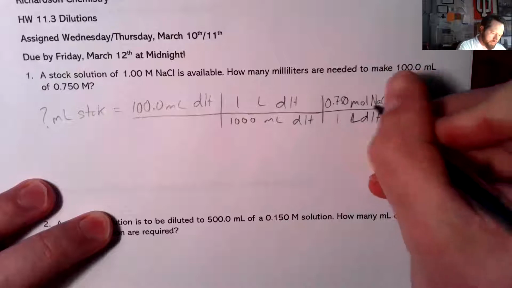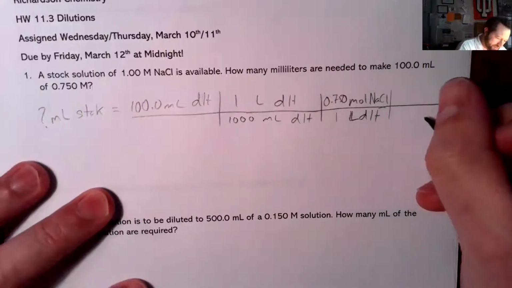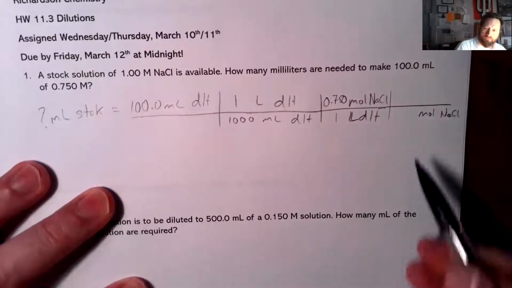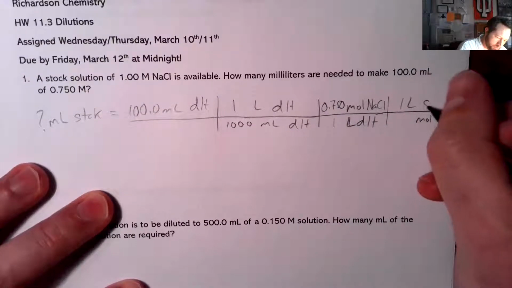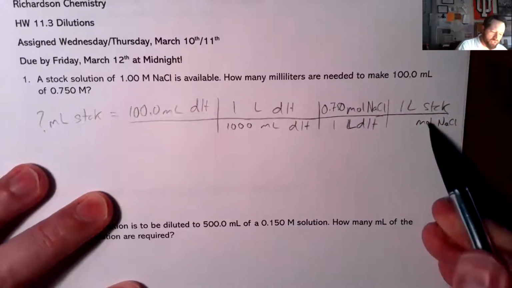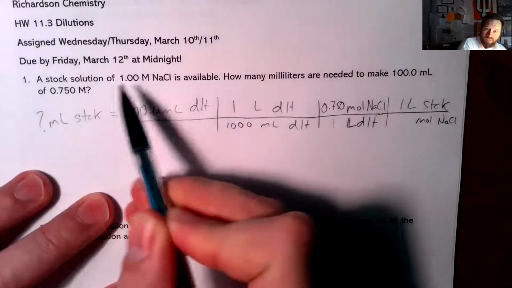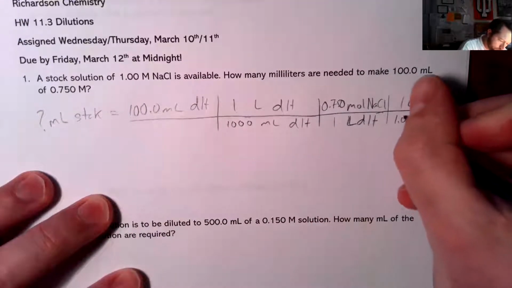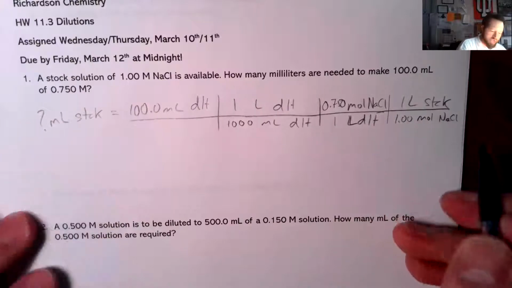So next up, and I know we're working with NaCl, so I'll make sure I do a better job of labeling there. All right, next up, we know we need moles of NaCl on the bottom so that it cancels out. And now we can go to liters of stock. We just have to know what moles per liter it is. Again, that's what big M is. This is 1 mole per liter. There's my 1 mole per liter of stock solution.